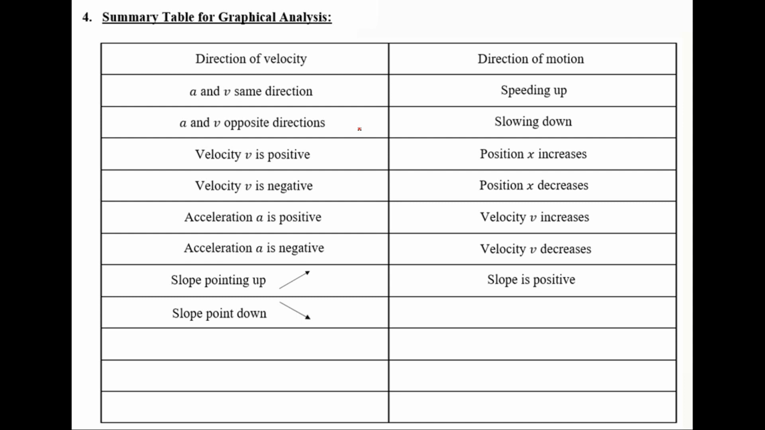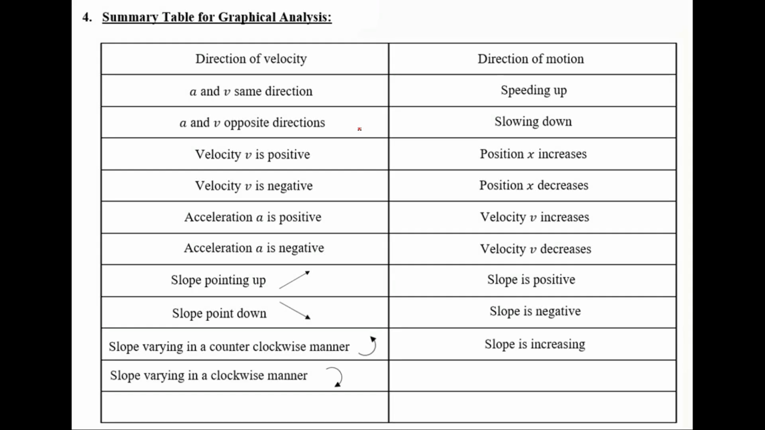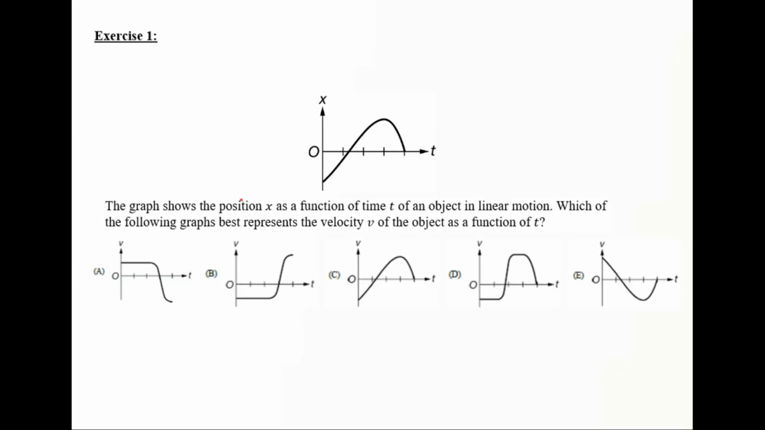Slope pointing down means slope is negative. Slope varying in a counterclockwise manner means slope is increasing. Slope varying in a clockwise manner means slope is decreasing, and the slope of the tangent is equal to the derivative of the function at that particular point.